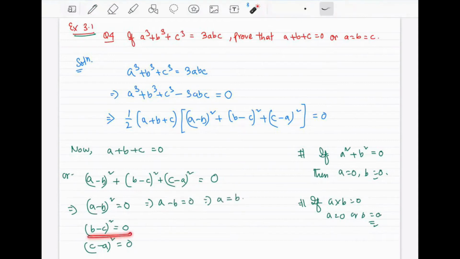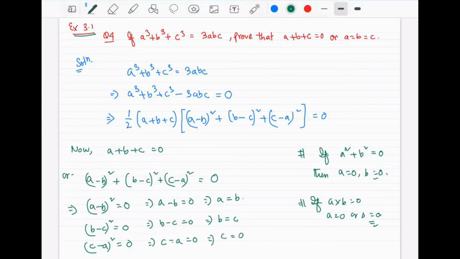What about from here? Take the square to the other side, it will become square root. So square root of 0 is still 0, similar to the previous one. Remove the square, so we are going to obtain b minus c is equal to 0, which implies that b is equal to c. You take the c to the right hand side. Focus on the last one. Square is taken to the other side, becomes square root. And then square root of 0 is 0, so we will have c minus a is equal to 0. Take the a to the other side, we will finally obtain c is equal to a.